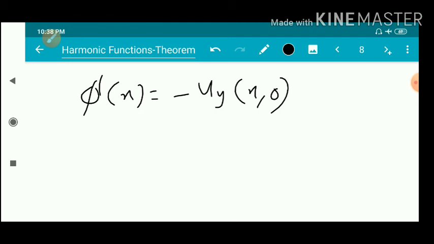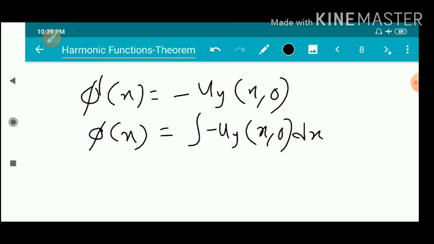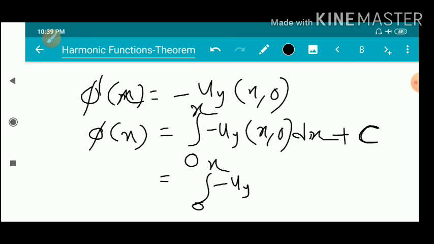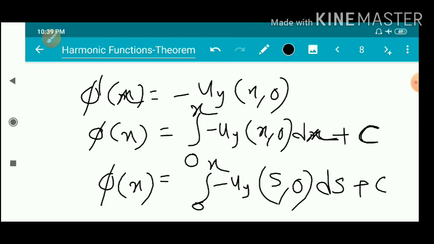And phi of x, by integrating with respect to x, we get phi of x equal to integral of minus uy of x0 with respect to x. We take the limit 0 to x plus an integrating constant. Here phi is a function of x only, so the integrating constant will be a constant number, let us call it c. So by changing the variable, we get minus uy of s0 ds, integrating with limit 0 to x, plus c. That is phi of x. So we get phi of x.